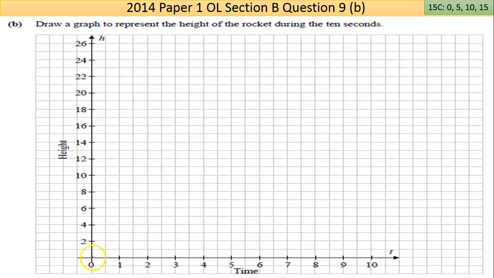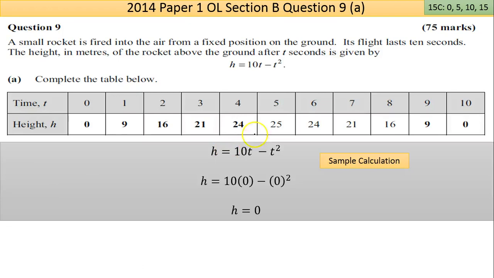So at 0 seconds, it's on the ground. As it's fired, time passes, so it's going to go up. At some stage, gravity is going to stop it. It's going to hang in the air and then come back to the earth, pulled down by the force of gravity. Now that shape creates a quadratic, and it'll be a negative quadratic. If you look back at the question, it is a negative quadratic.